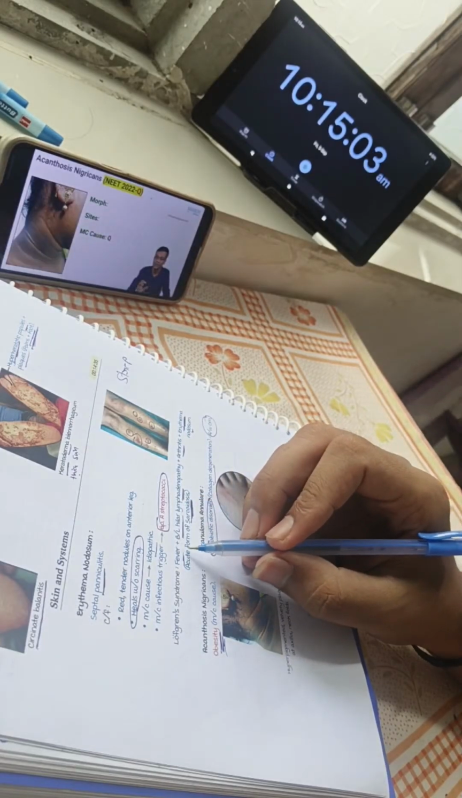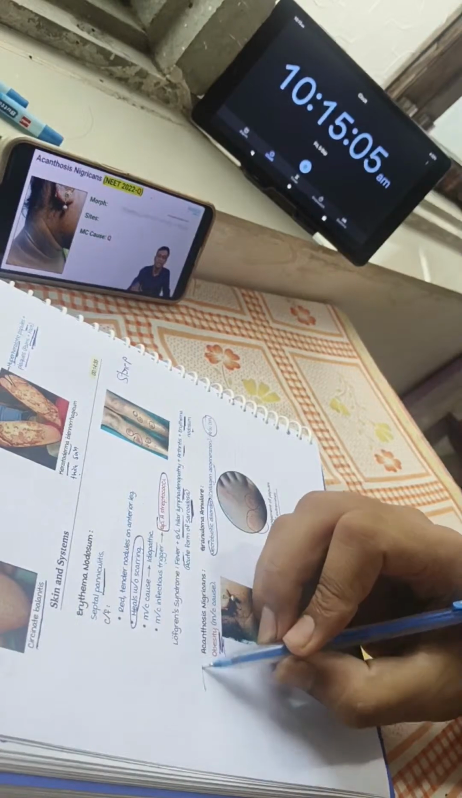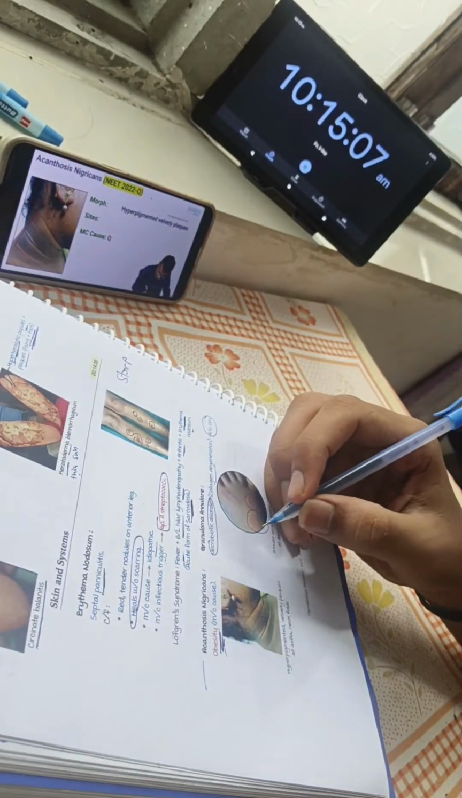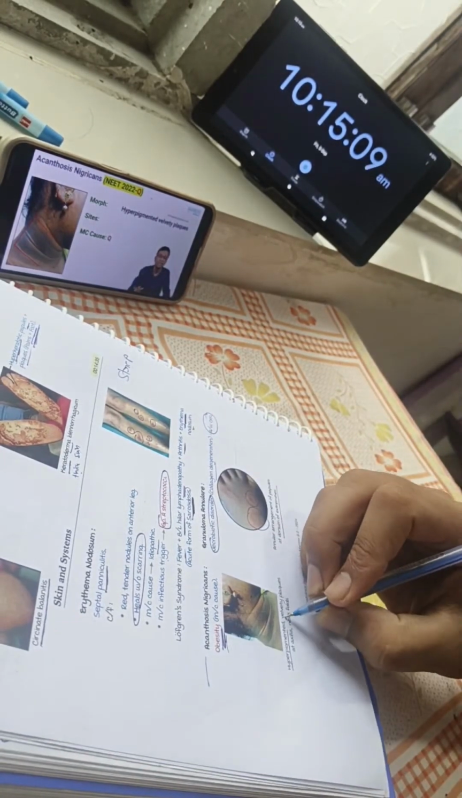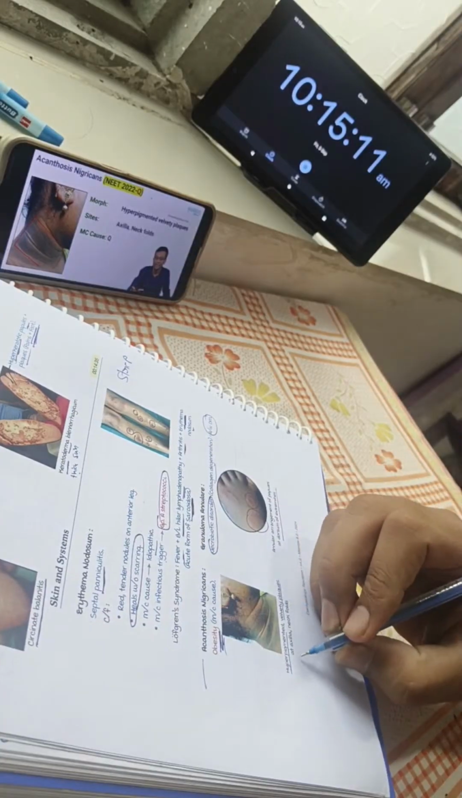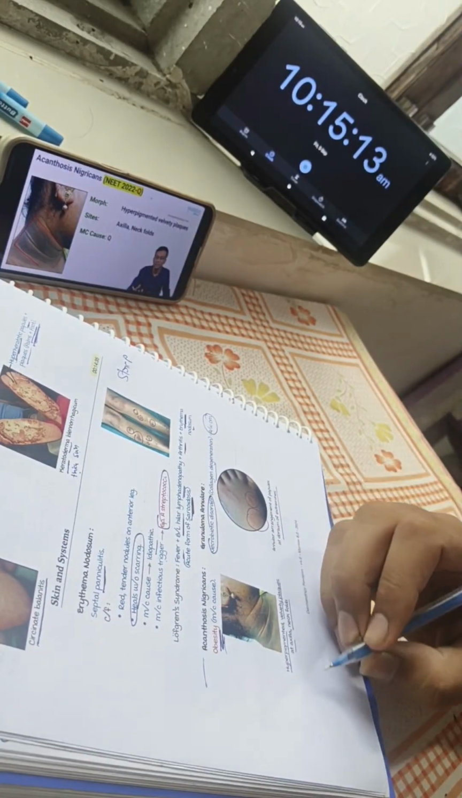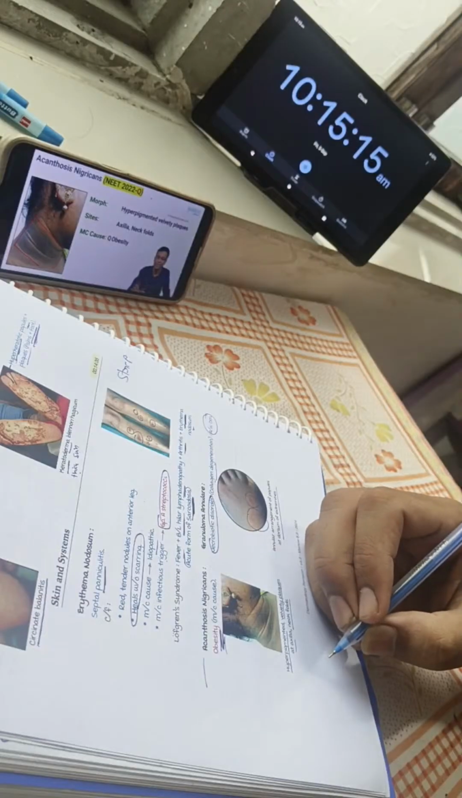Next, we move on to acanthosis nigricans, where the patient is going to present with hyperpigmented velvety plaques. These hyperpigmented velvety plaques can be distributed over the axilla, the nape of the neck, and the sides of the neck. The most common cause is obesity. That's very important to remember.